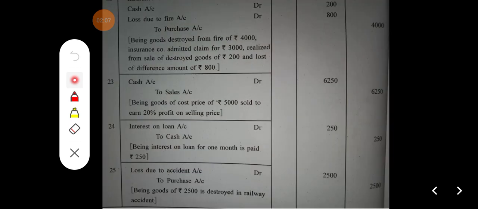So here is the journal entry which is simple. Cash account debit to sales account. Let us quickly move towards this explanation to understand the amount in a better way.